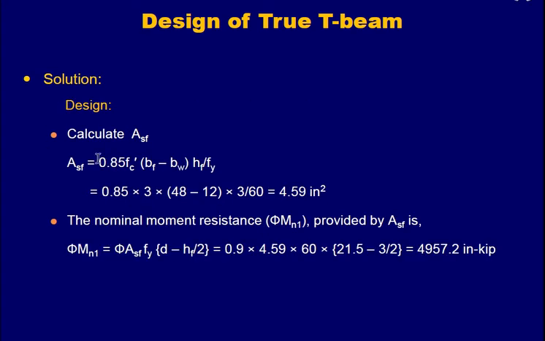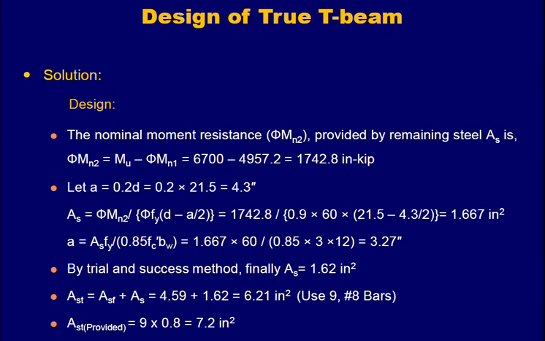Now, coming to the design, calculating Asf is the easy part. We remember the equation of Asf is equal to 0.85 fc prime (bf minus bw) times hf divided by fy. We know each and every thing in this equation. Just put in the values and get Asf equal to 4.59 square inches. So we got Asf, put it in the equation of phi Mn1, and you get phi Mn1 equals 4957.2 inch-kip. Now you have phi Mn1, you know Mu, then you can get phi Mn2, and from there you can simply get As and small a.